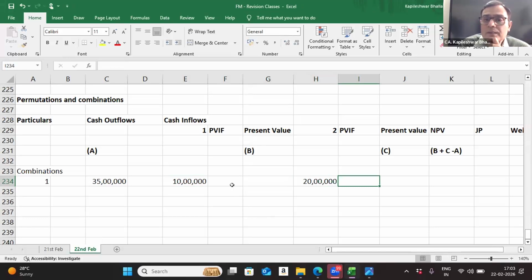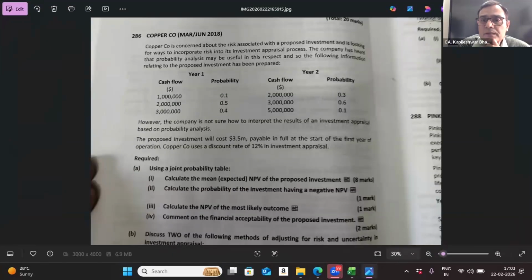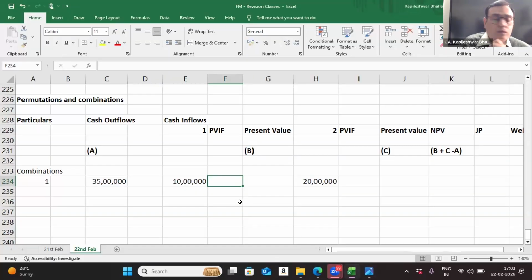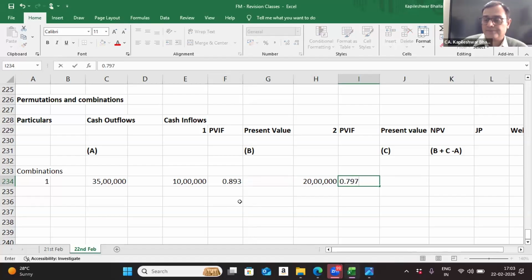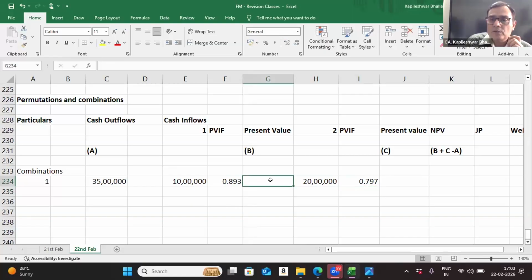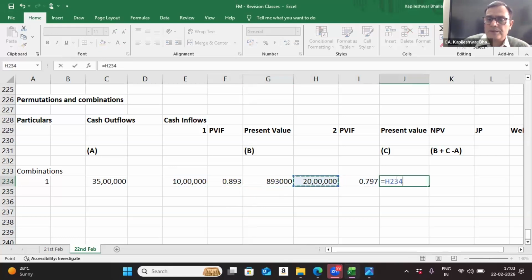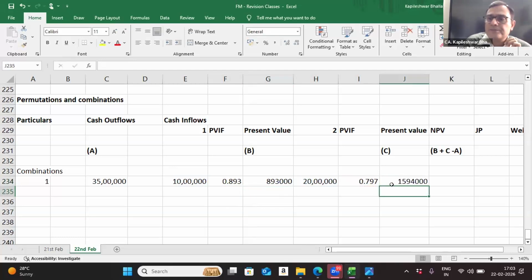And let's also get the discounting. So what is the discounting factor? The discounting factor is 12%. So let's see what is the factor at 12%. That's, I think, 0.893. And let's see the factor for the second year. That's, I think, 0.797. So we can get the present value, this into this. And we can get the present value, this into this.